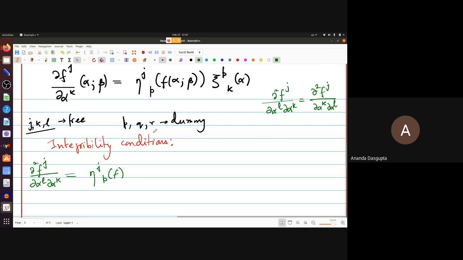Now, f here is always f of alpha semicolon beta, so I'll just write f. On the other side, what will we have? Xi p k comma L, alpha. Done. But is that enough? Is that all?